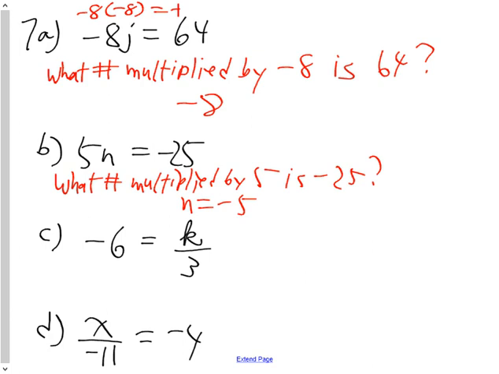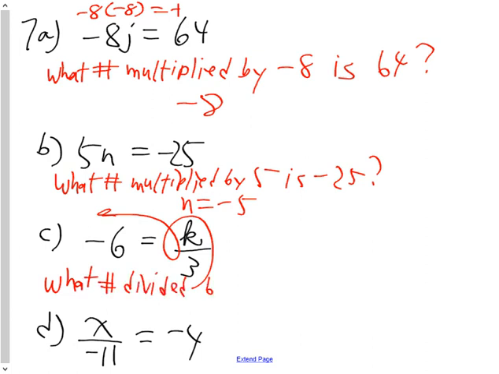Next question, I'm going to read it backwards. So what number, that's our k, divided by 3, which is what this means right here. What number divided by 3 is negative 6? That's what that particular equation says. What number divided by 3 is negative 6?